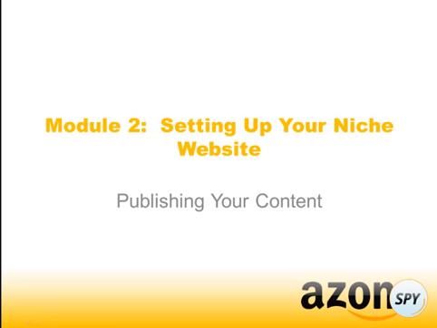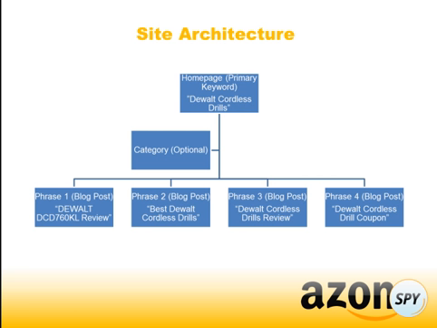Mark Thompson with Azon Spy, and in this module we're going to talk about how to publish your content properly to your WordPress site. So the first thing that we need to discuss is the site architecture. Just like in this example that you're seeing here, you want to make sure that your home page is optimized for the primary keyword that you're going after. Like in this example, we're going after DeWalt cordless drills. So we want to optimize the home page for that primary term.